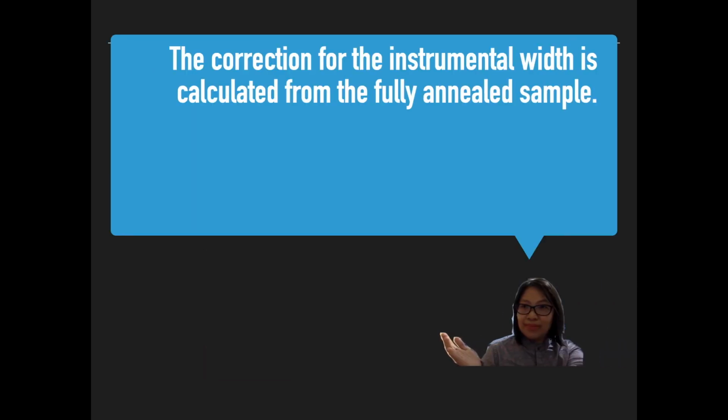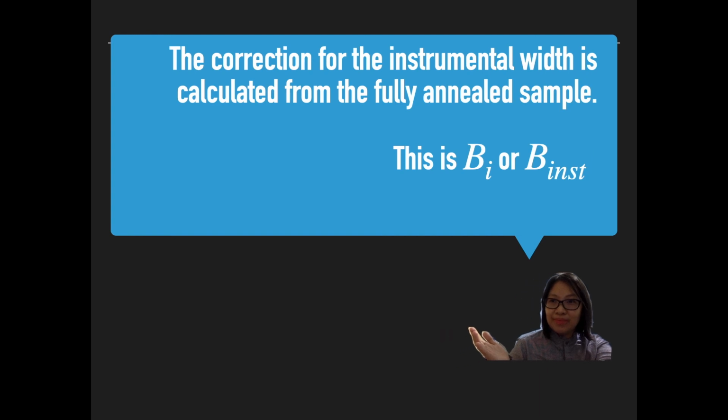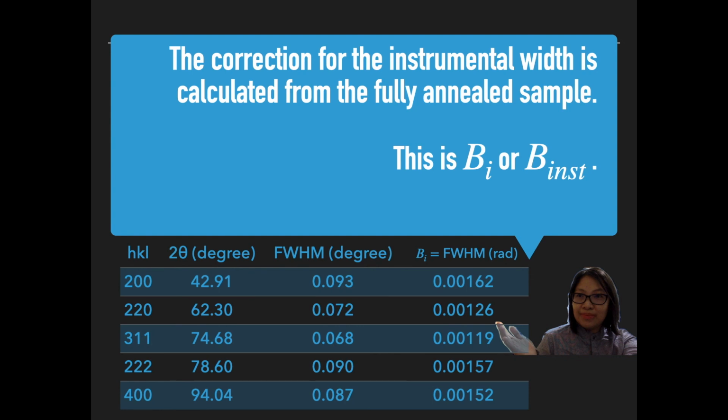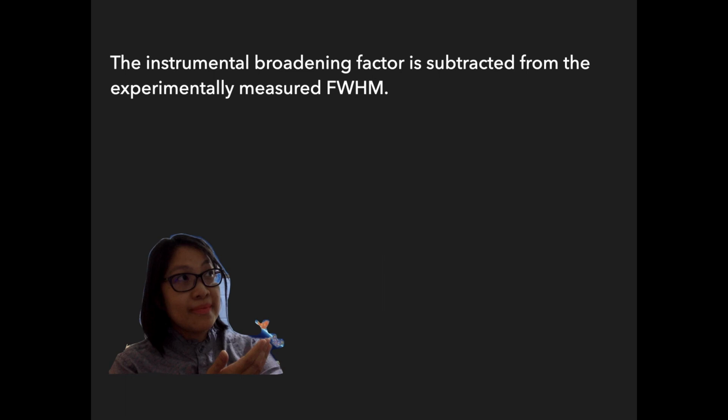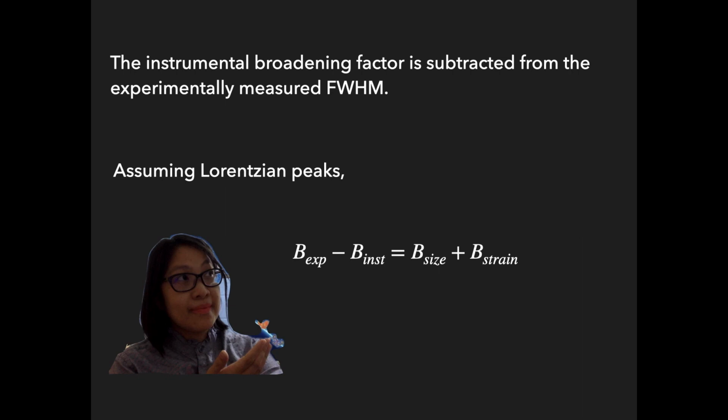The correction for the instrumental width is calculated from the fully annealed sample. This is B_I, or instrumental broadening, B_instrument. Note that B_I is given in terms of radians. The instrumental broadening factor is subtracted from the experimentally measured FWHM. Assuming Lorentzian peaks, we write the equation as experimental broadening minus instrumental broadening equals the broadening due to size and the broadening due to strain.